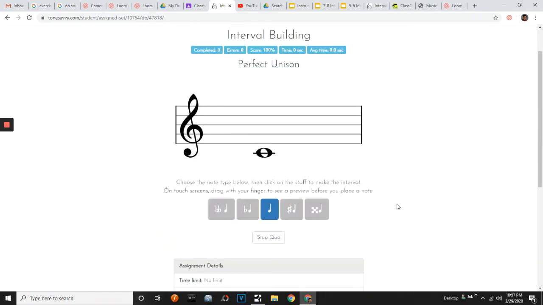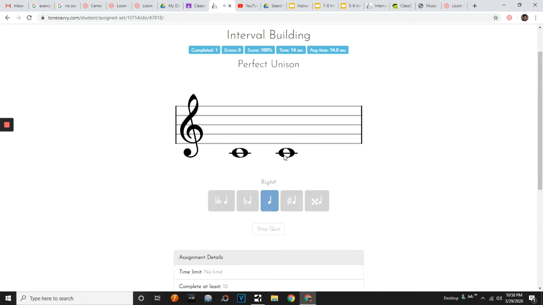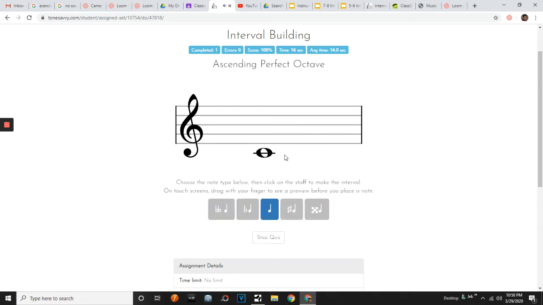Okay, so it's asking for a perfect unison. A perfect unison is the same note. So where would I put this? I'm going to put it right next to the C. And it's right, and it provides the pitch that goes along with it. Now, perfect octave. All right. Go up to the C. And then that's how that works.